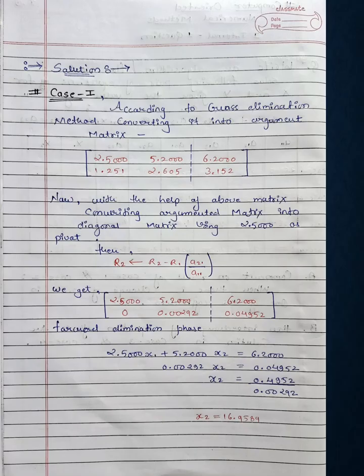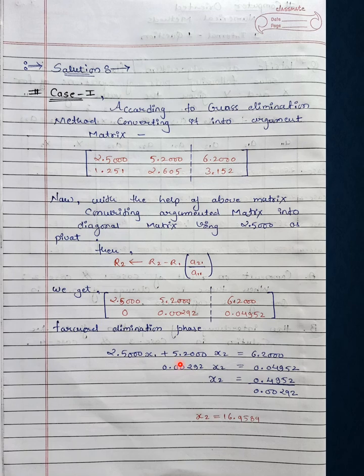Now see the solution. Case 1, according to the Gauss elimination method, converting it into an augmented matrix. You see the matrix. Now with the help of the above matrix, converting the augmented matrix into a diagonal matrix using 2.5000 as pivot. Then applying the operation on R2: R2 minus R1 into A21 divided by A11. We get the matrix. You see the matrix here, and we are applying the forward elimination phase.